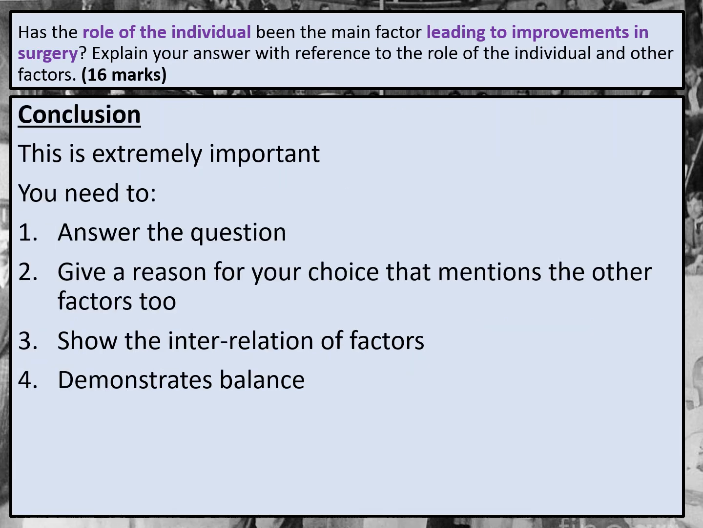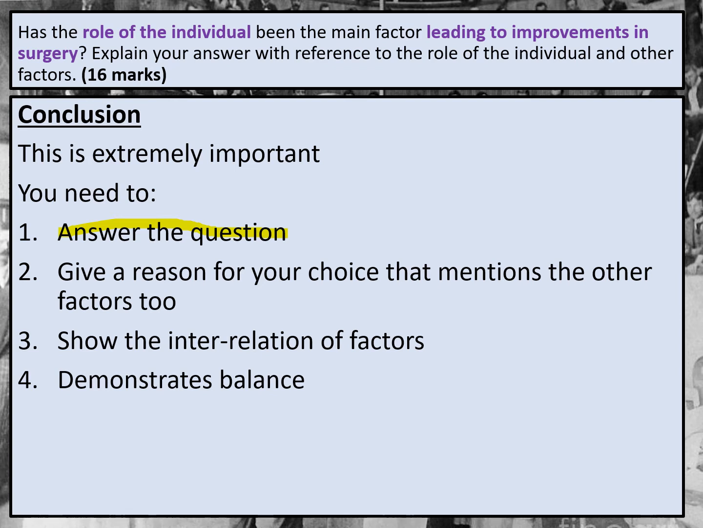So of course, the final thing that you're going to have to do is a conclusion. This is really, really important, more important than any questions that we've done so far. You need to make sure you actually answer the question. Has the role of the individual been the main factor? You need to make that judgment. I agree, I disagree, I partially agree with the statement.